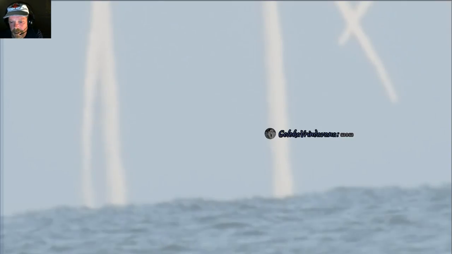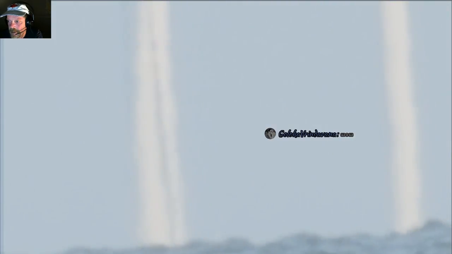Now every shot over water that I see has that same reflection. Boom. Look at that. You cannot miss it. You can't miss the reflection. And people don't understand the reflection there.